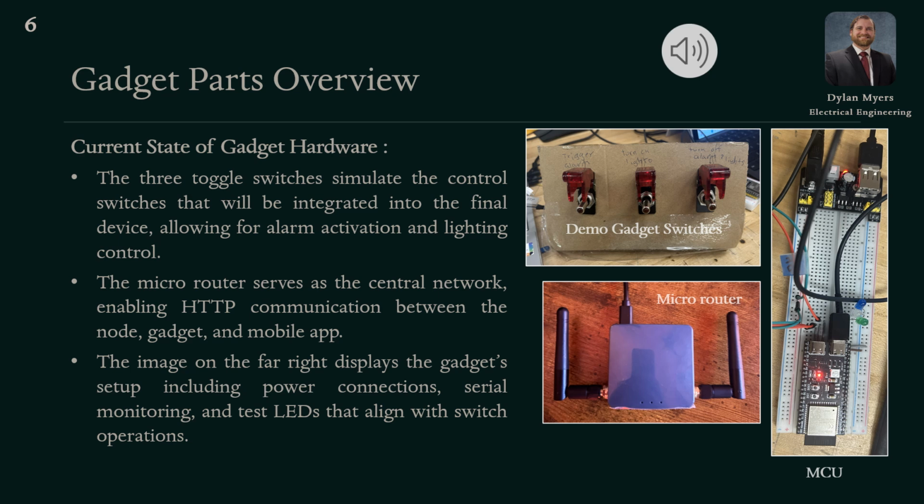For our gadget hardware, we have three toggle switches simulating our control switches that will be integrated into the final device, to allow for alarm activation and lighting control. We also have a micro router that serves as a central network enabling HTTP communication between the node, the gadget, and the mobile app. And the image on the far right displays the gadget setup, including power connection, serial monitoring, and test LEDs that align with the switch operations.